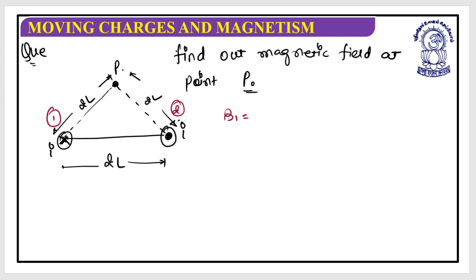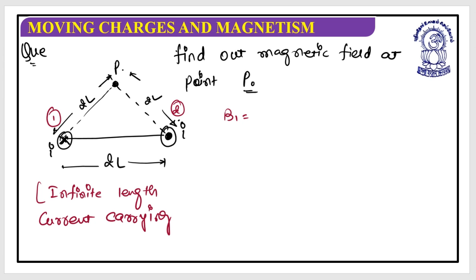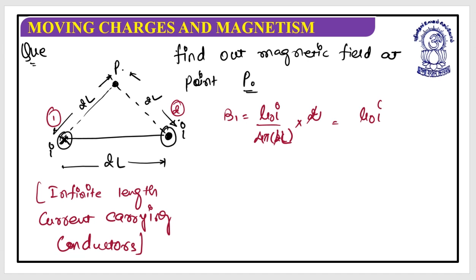So let's do it very quickly. You understand that these are infinite length current carrying conductors. So do it quickly. Find out the B1 and B2. It's mu naught I by 4 pi multiplied by 2L into sin 90 plus sin 90. Now you understand this is 2. So this is equal to mu naught I by 4 pi L.